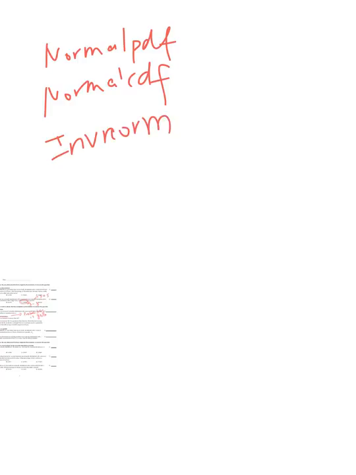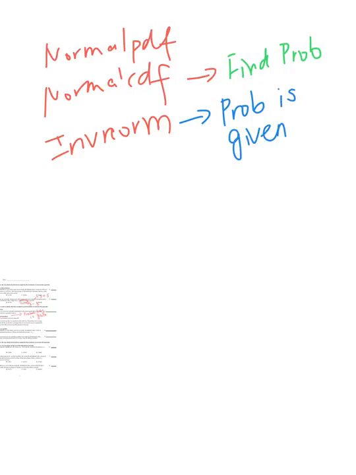Okay, so if we are looking for probability, we use CDF. If probability is given, we will use inverse norm. And PDF is a kind of garbage function. We never use it. We don't need to use this, so it's useless. We just use CDF and the inverse norm.